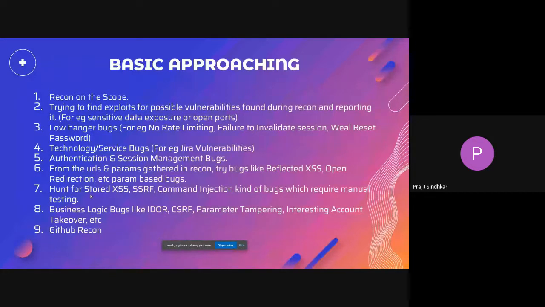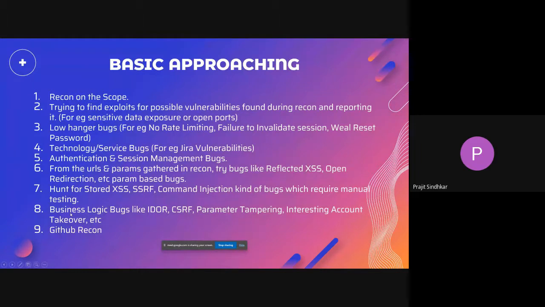Now if you are wondering where RCE and all are, they are already covered in trying to find exploits for the recon part. The reason is that mostly RCEs come from open ports or from service bugs. Apart from that, if you are finding RCEs manually, that would be through uploads. The remaining RCEs are shell uploads: if there is any unrestricted file upload and you are able to upload your shell, then that part will be covered in the 7th part as well. Okay, so these are tested.